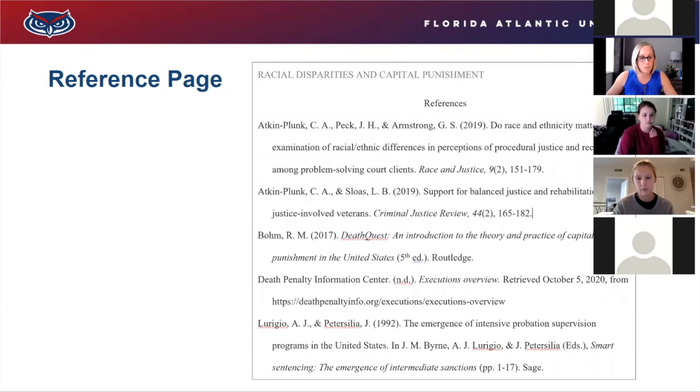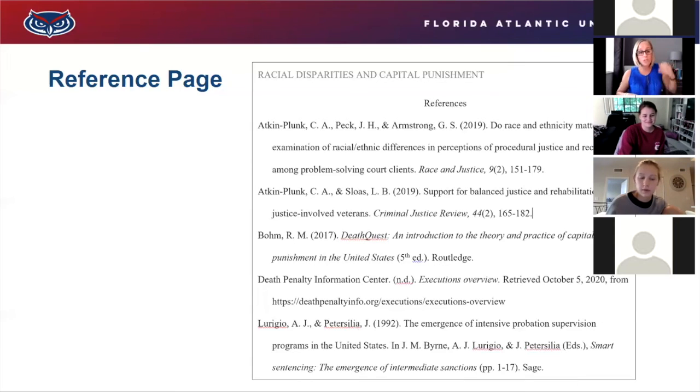The example that I gave you all for the smart sentencing book where we cited the first chapter, right? So that's this Luigi and Peter Cilia article. These are the authors of that chapter, chapter 1, and it's in this book that's edited by these authors. In text, you're going to cite Luigi and Peter Cilia if you're citing from chapter 1. If I was citing from chapter 2 or 3 or 4 or whatever chapter, I would cite the authors of that chapter. And so you're going to have multiple references in your reference section for that one textbook, okay?